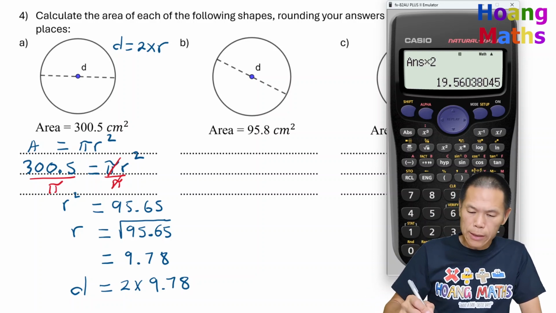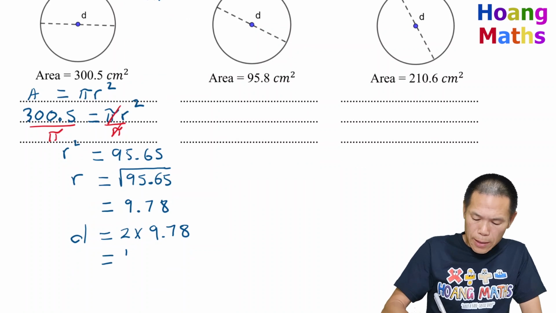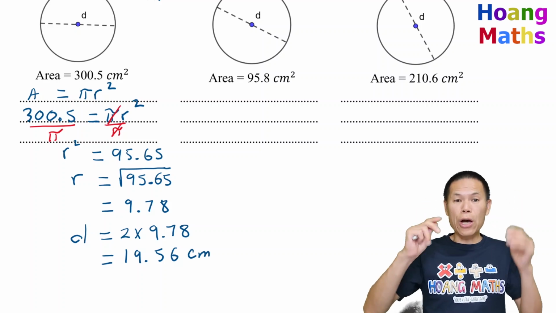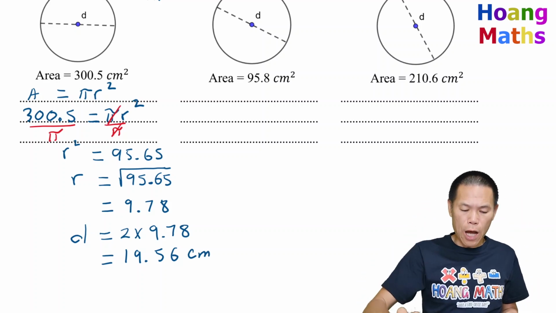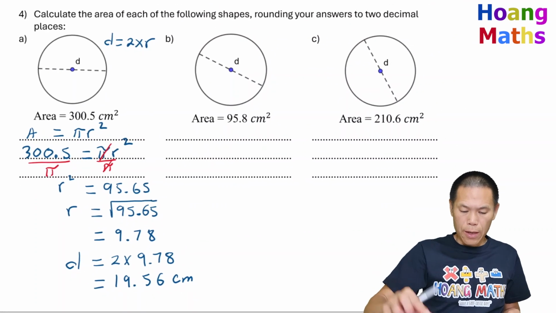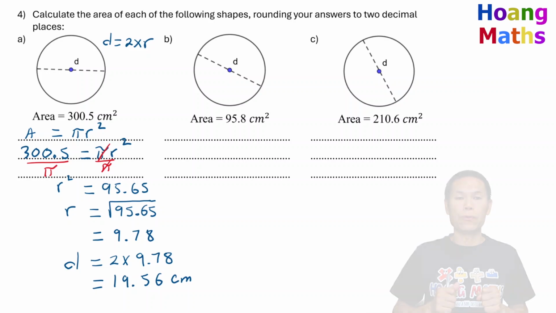So the answer is 19.56 centimeters. So there you go, that is the diameter of the circle here. Okay, part A. Please stop the video and try this one yourself.